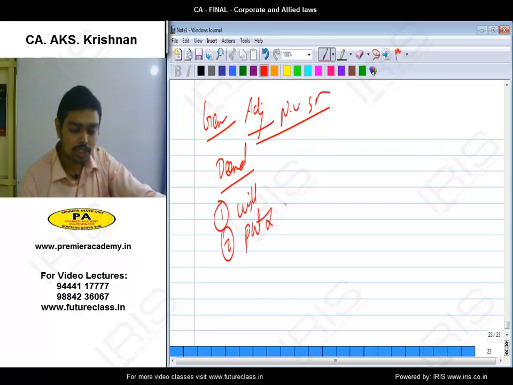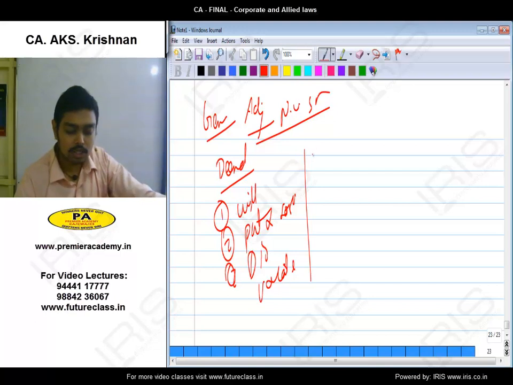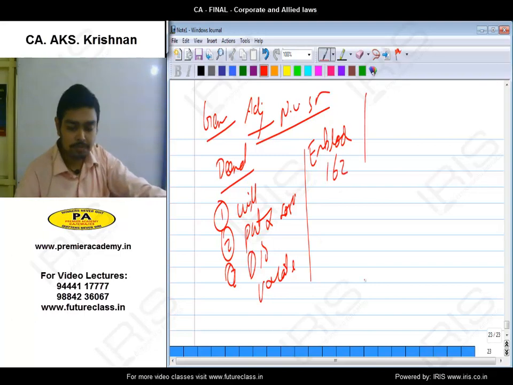It is not put and lost. If they are not disqualified, have not vacated the office, and their earlier appointment is not in violation of section 162.